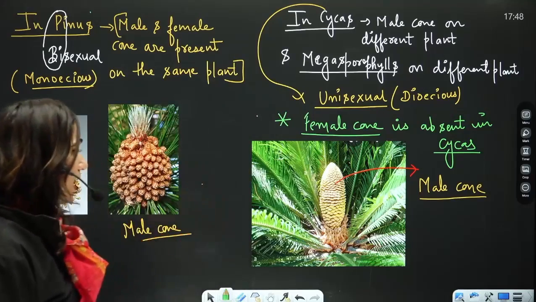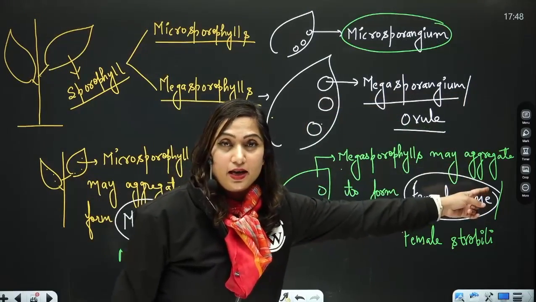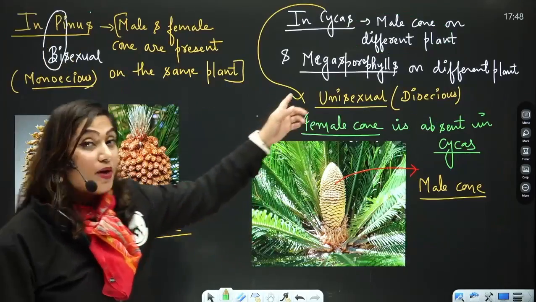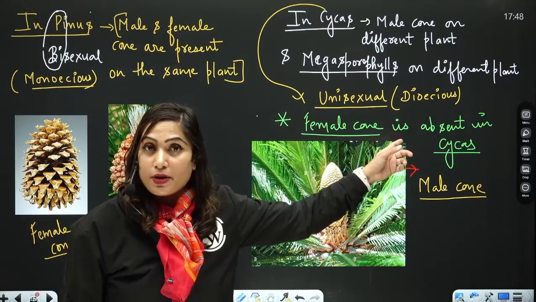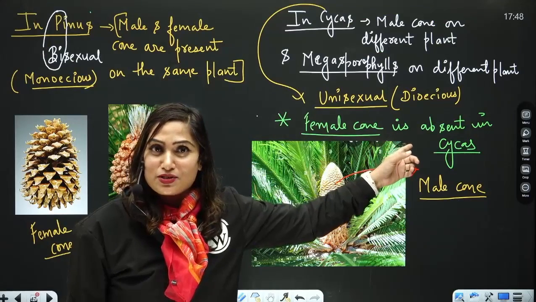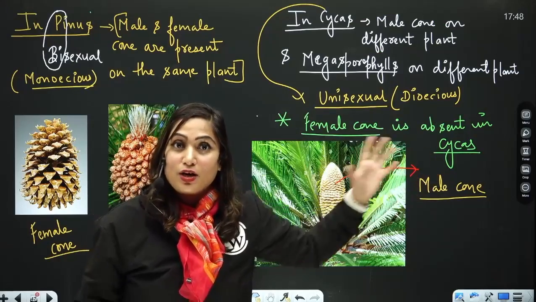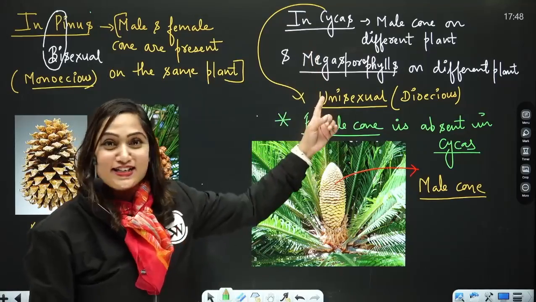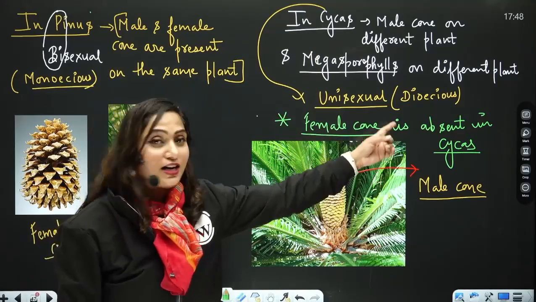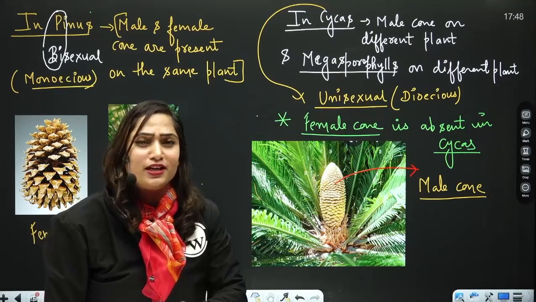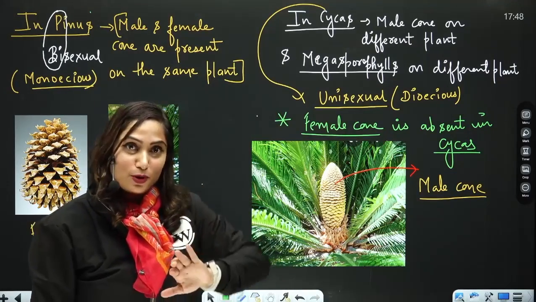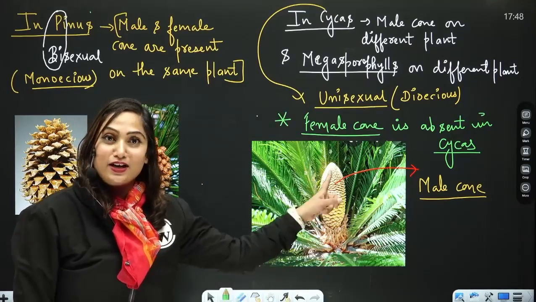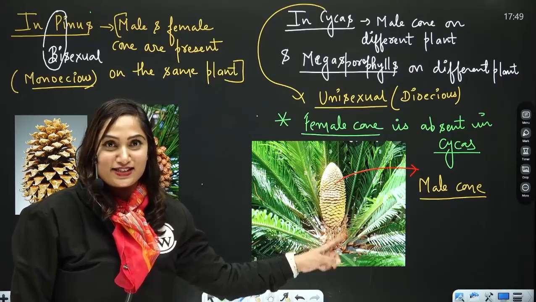That is why I have written that megasporophylls may aggregate. It is not necessary. So in case of Cycas, the megasporophylls do not aggregate to form female cone. Remember this point. In Cycas, female cone is absent, but they have megasporophylls and ovule, but those megasporophylls do not collect to form female cone. Correct? So Cycas is unisexual or dioecious. These questions come directly, beta. Clear? Megasporophylls on separate plant and male cone on separate plant. This you can see here in the diagram. This is the male cone of Cycas.